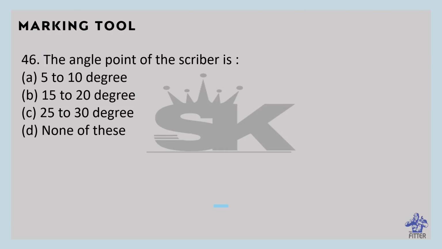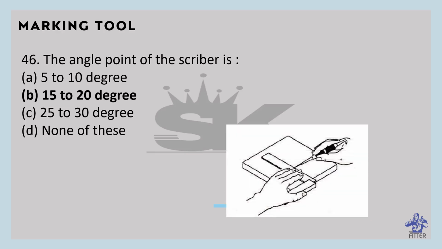The point angle of the scriber is 15 degrees to 20 degrees. You can see in the picture, this is the scriber that we are holding in the right hand. Scriber is a handy tool used in metal work to mark lines on workpiece prior to machining. The process of using a scriber is called scribing. It is used instead of pencils or ink lines because the lines are handy to see and easily erased.